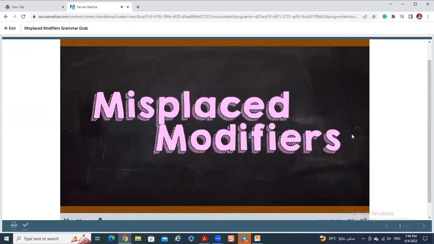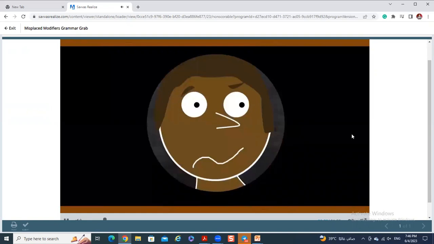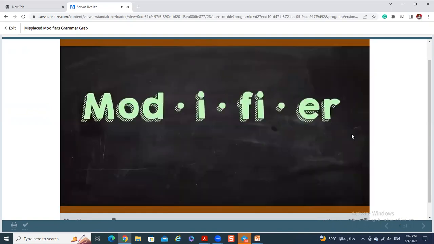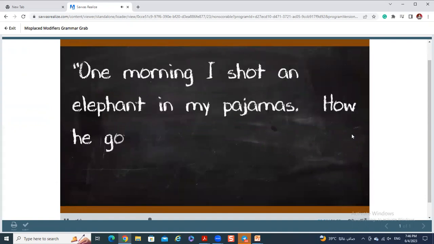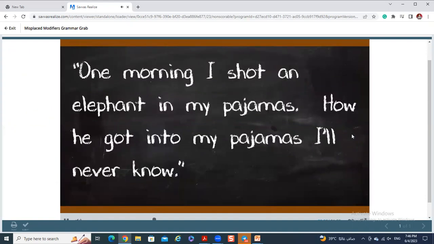Misplaced modifiers. Have you ever misplaced your modifier? Don't you hate it when that happens? Quick reminder, a modifier is just what it sounds like, a word, usually an adjective, that tells us something about the subject of a sentence. When it is misplaced, it can unexpectedly change the meaning of a sentence. Groucho Marx said, "One morning I shot an elephant in my pajamas. How he got into my pajamas, I'll never know." The modifier here is in my pajamas.